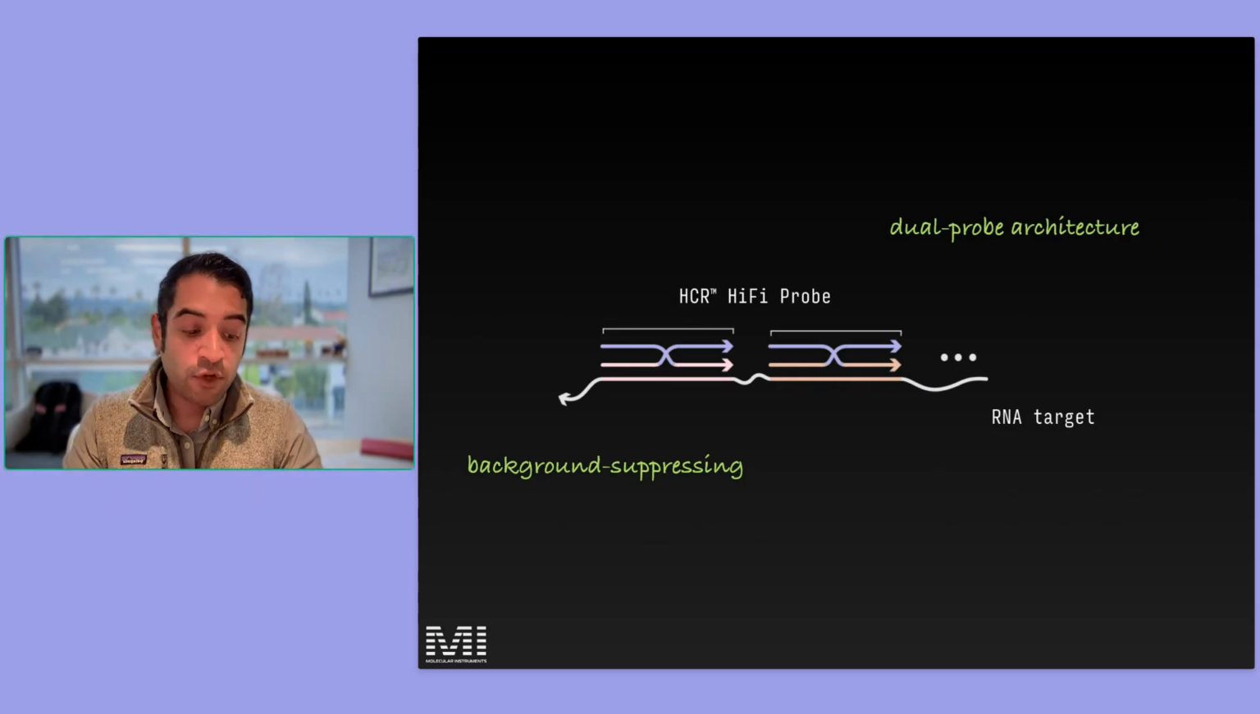So if you happen to design a binding site that is not optimal and one of the probes in a pair sticks non-specifically in your sample, it doesn't carry enough of the initiator to trigger amplification. And in situ, you get really, really good performance.